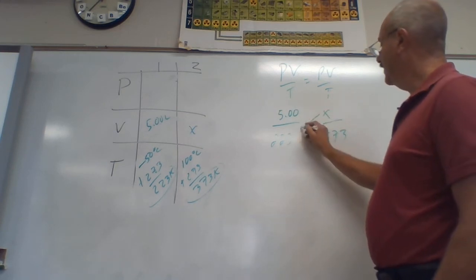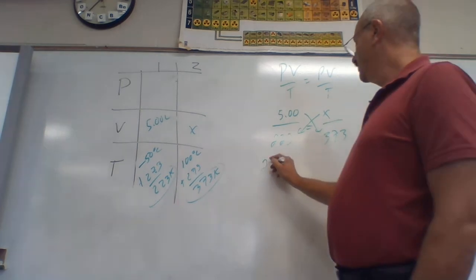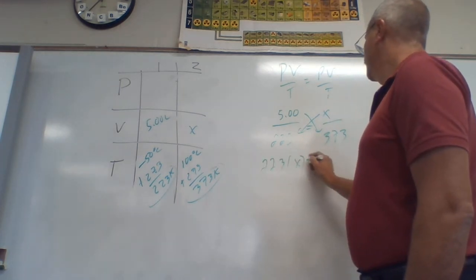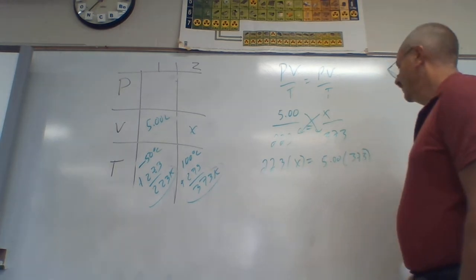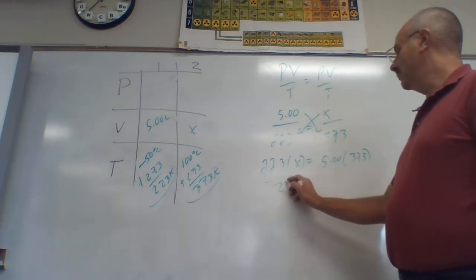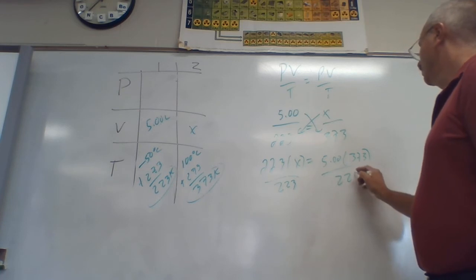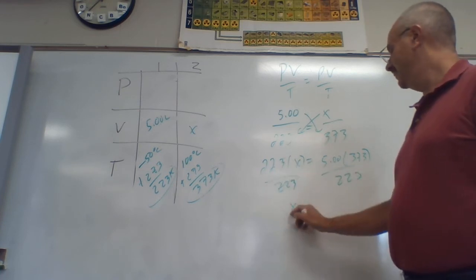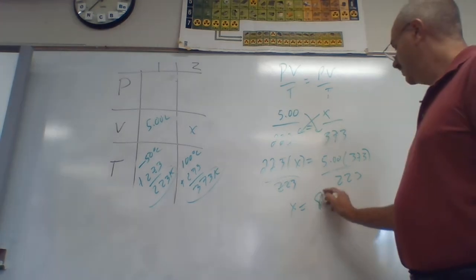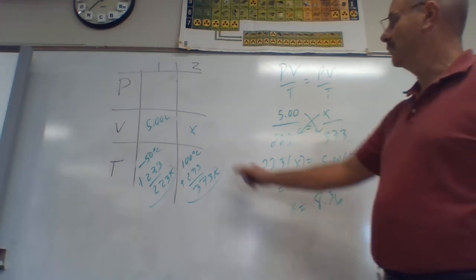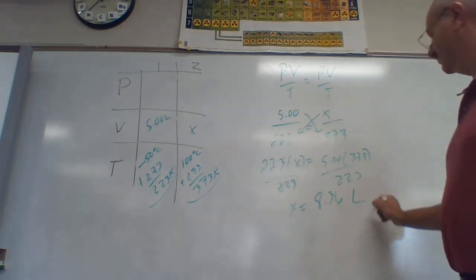So we cross multiply and solve: 223 times X equals 5.00 times 373. We have to get X by itself, so divide both sides by 223. That lets me get rid of that. X ends up equaling, if you do the math, 8.36, and we were trying to find volume, which is in liters, so we found liters.